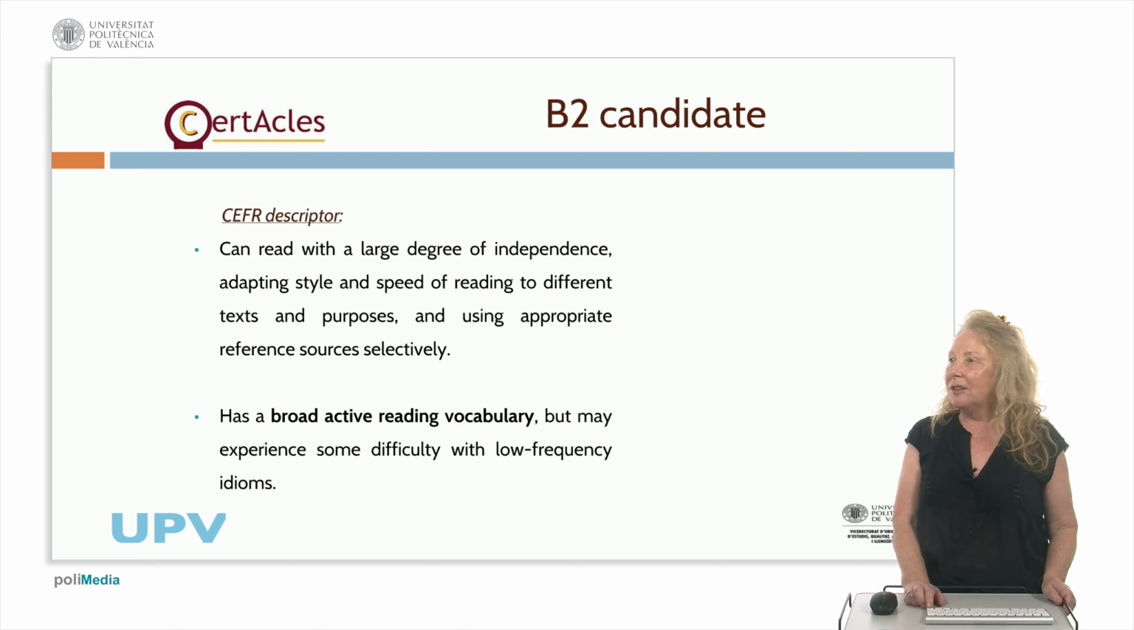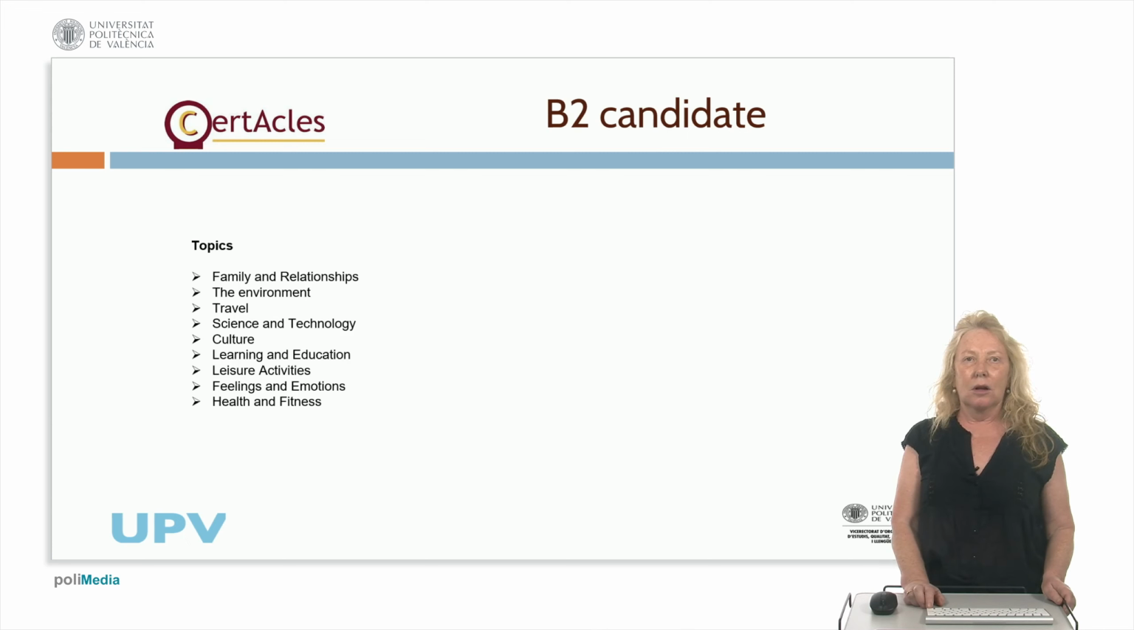A B2 candidate has a broad active reading vocabulary, but may experience some difficulty with low-frequency idioms. As we saw in the previous slides, at B2 level, you're expected to have a good range of vocabulary for matters connected to most general topics. Here are some examples of topics which often come up in reading tasks.